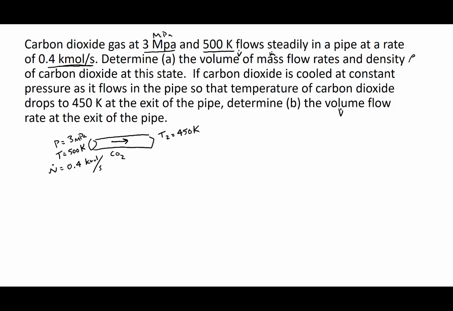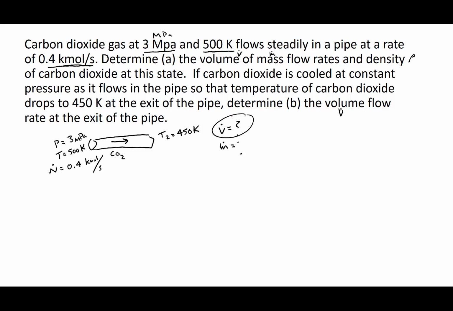So the first thing we want to do is look at what we're solving for. We're solving for the volumetric flow rate, and we're solving for the mass flow rate. So let's start with the volumetric flow rate. We're given pressure, temperature, basically the number of moles, so the molar flow rate, and it wants us to find the volumetric flow rate. So we're going to use the ideal gas law to solve this.